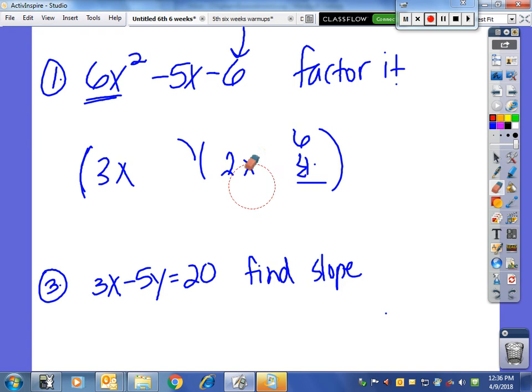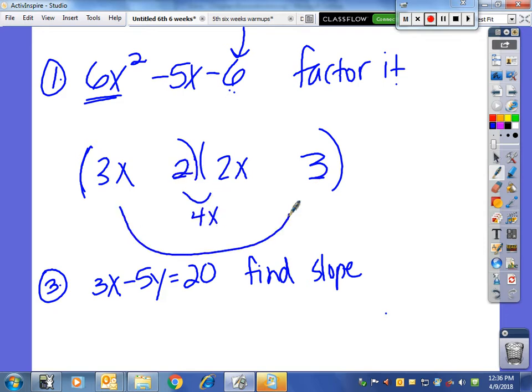I wasn't ready to give up on 3x and 2x yet. For that back 6, I'm going to try 2 and 3 instead of 6 and 1. And that was the winning combo. If I put a 3 here and a 2 here, that's going to give me a 4x. And on the outsides, I get 9x. That can make negative 5, if this is negative and this is positive. Please check everything, though. Make sure that last sign works, too.